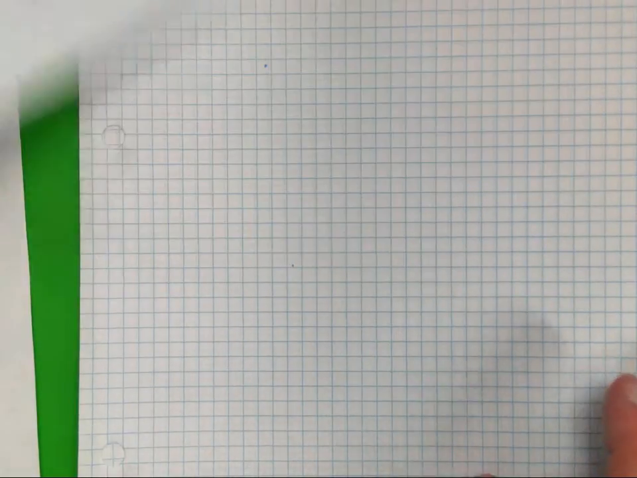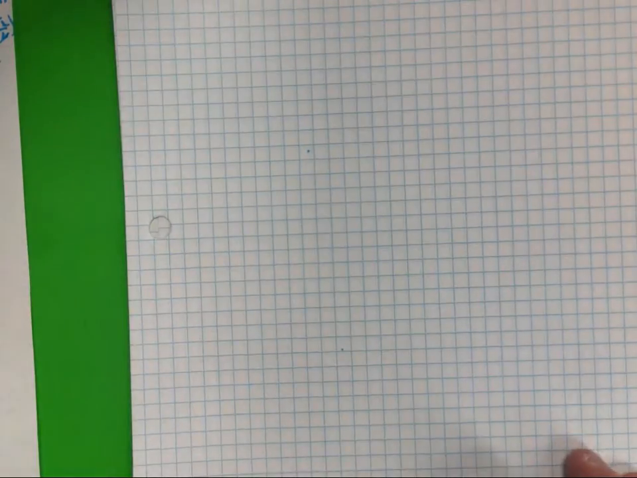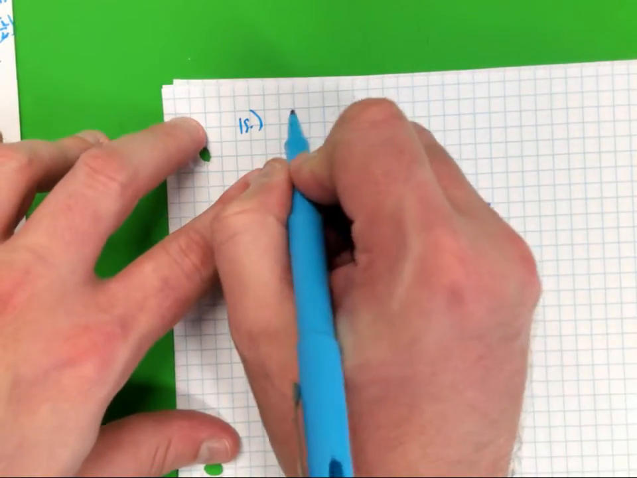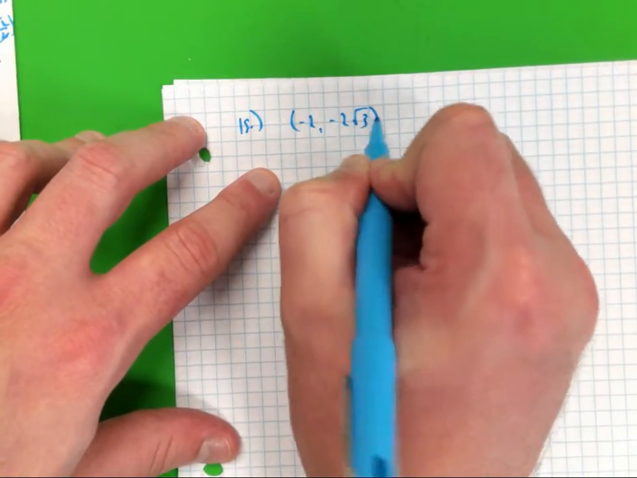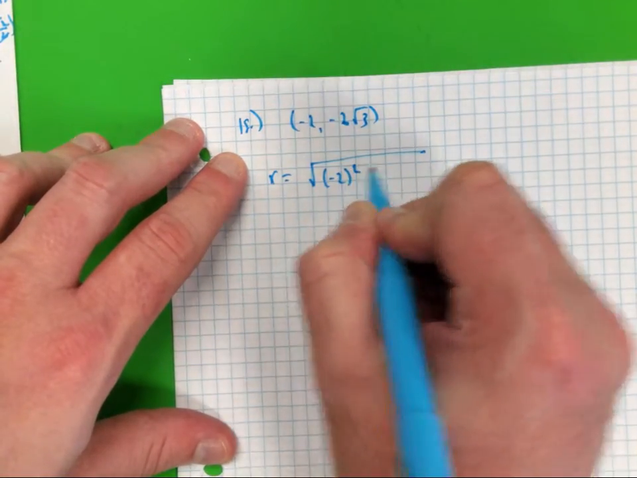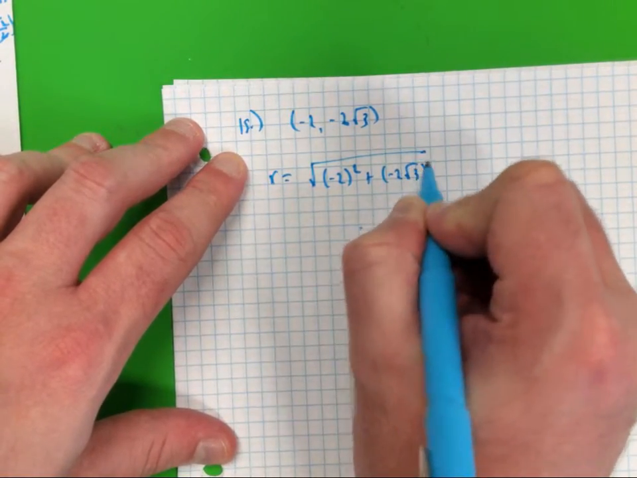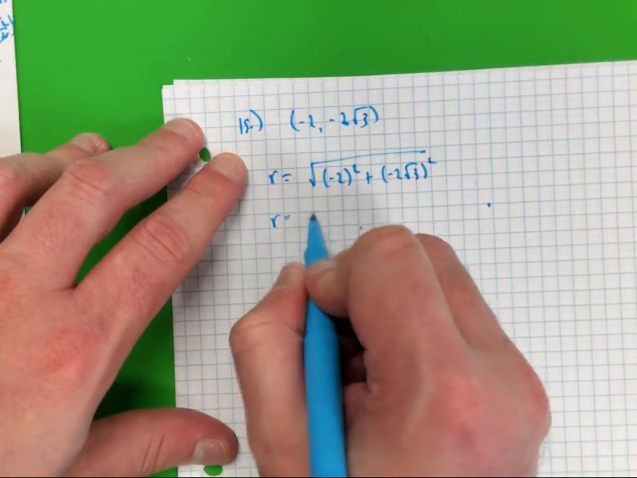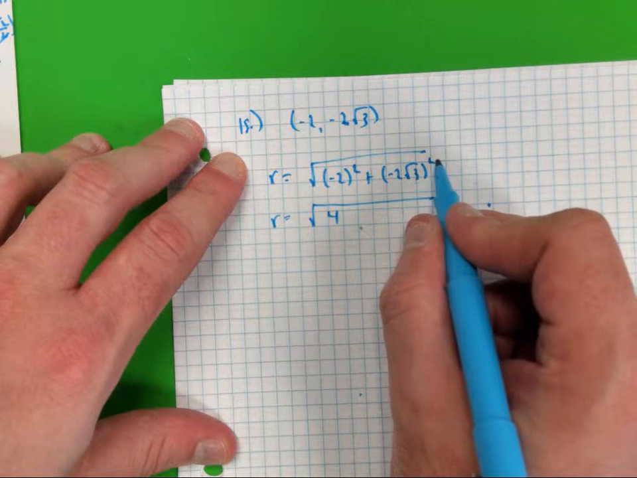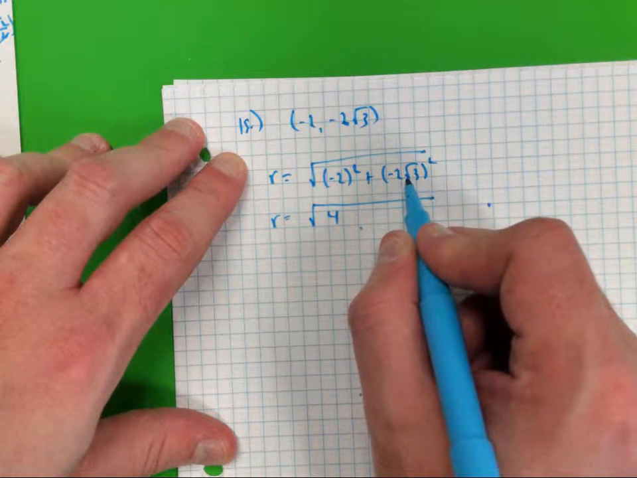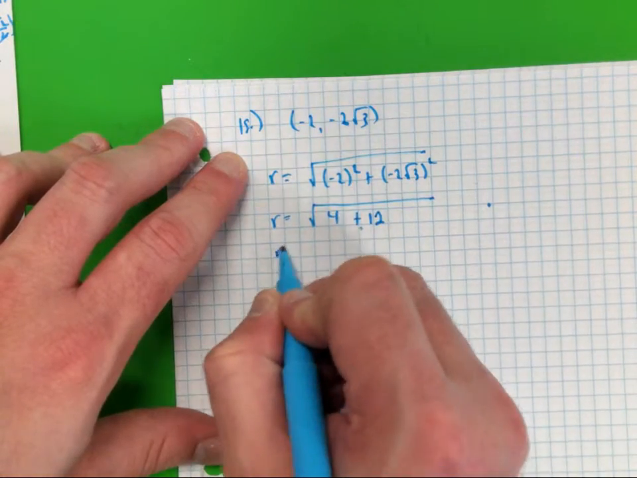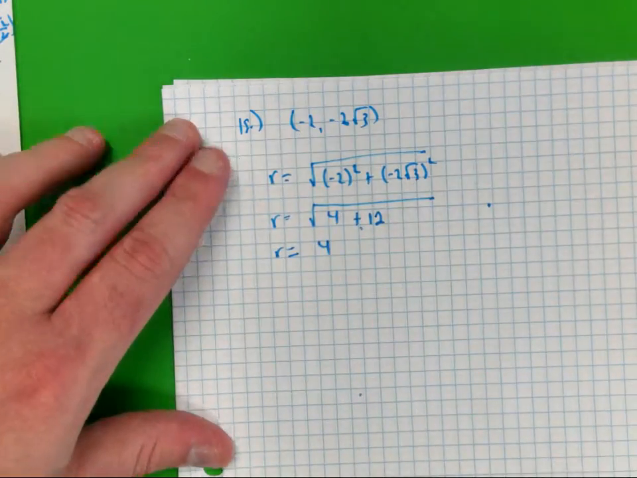All right. Number 18. So R equals square root of negative 2 squared plus negative 2 root 3 squared. Negative 2 squared is 4. 4 times, what happens to that square root? So 4 times 3 is what? So R equals square root of 16, which is 4.